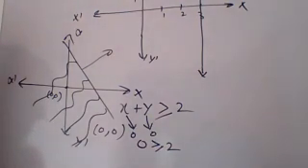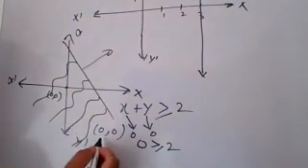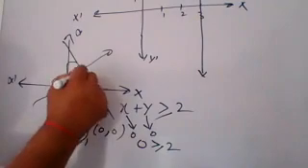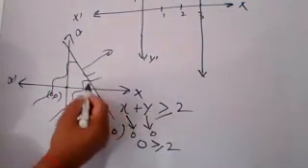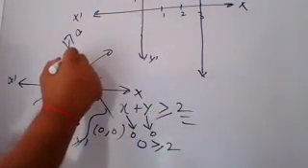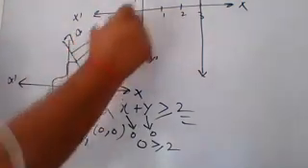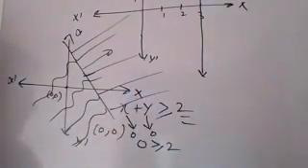It is not correct. 0 is greater or equal to 2 is not correct. So what does it mean? This line does not contain origin. So if that line is the graph of x plus y is equal to 2, the solution for that line is the region which does not contain origin. So that complete upper portion of that line is your solution.